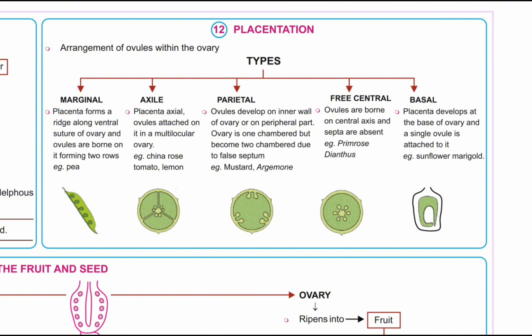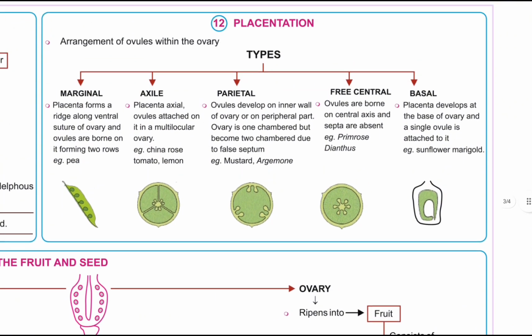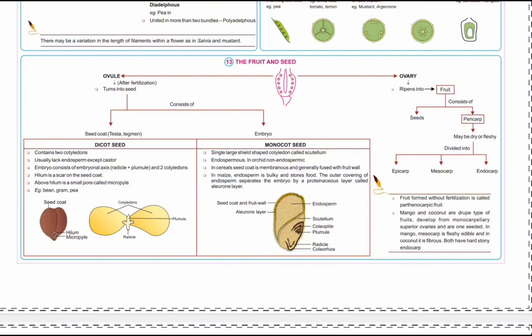Parietal: ovules develop on the inner wall of the ovary or in a peripheral part. The ovary is one-chambered but becomes two-chambered due to a false septum. Examples: mustard and argemone. Free central: ovules are borne on the central axis and septa are absent. Examples: primrose, dianthus. Basal: the placenta develops at the base of the ovary and a single ovule is attached to it. Examples: sunflower and marigold.